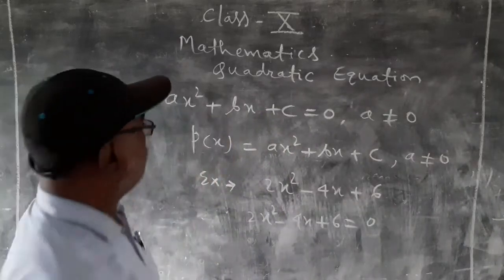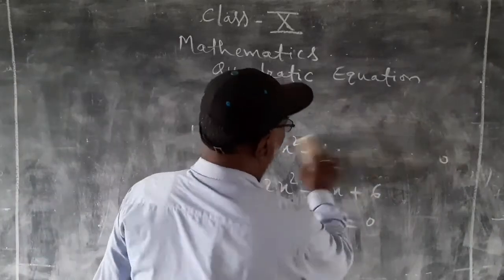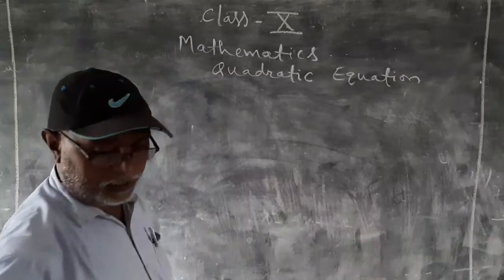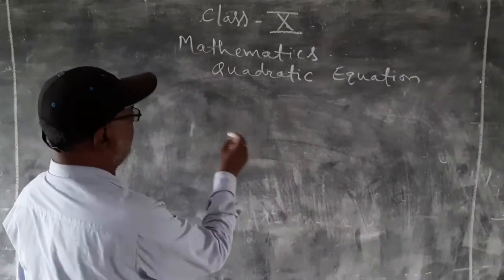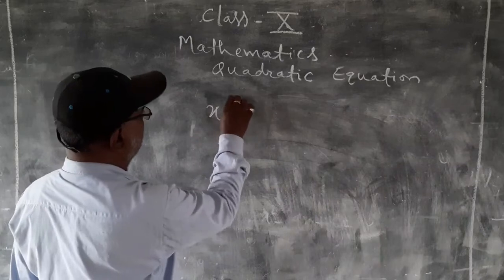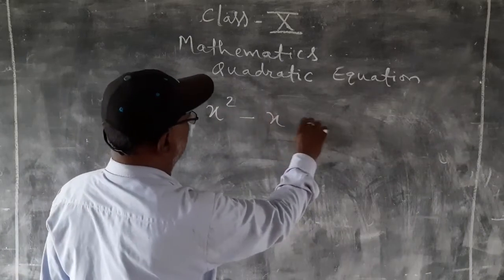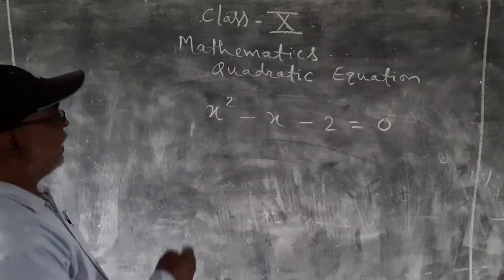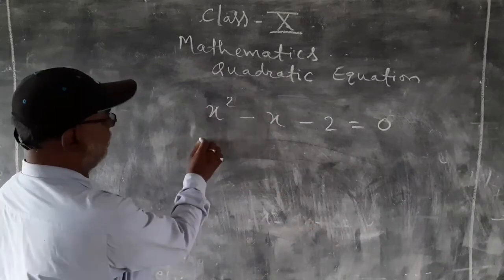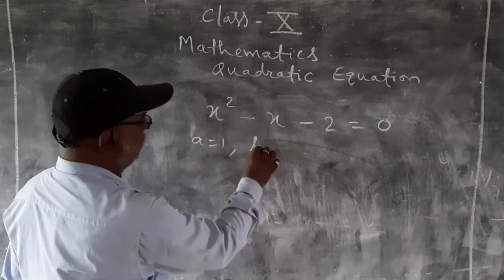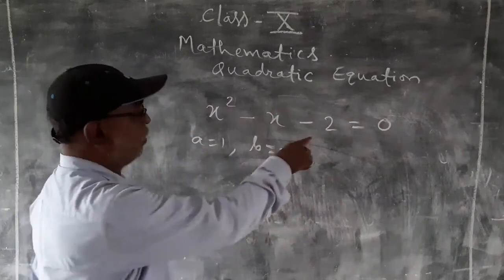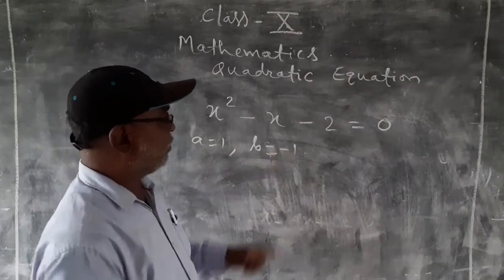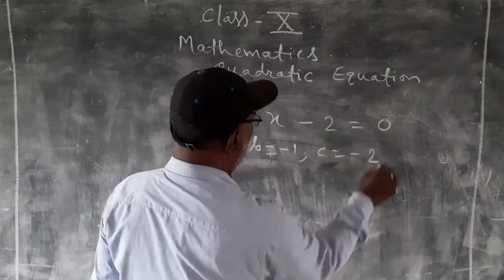Now, there are two roots of a quadratic equation. Roots are the values of x which satisfy the equation. Suppose you take any quadratic equation, x square minus x minus 2 equal to 0. This is a quadratic equation, and here a is 1, b is minus 1. On comparing this equation to the general quadratic equation, we get a equal to 1, b equal to minus 1, c equal to minus 2.